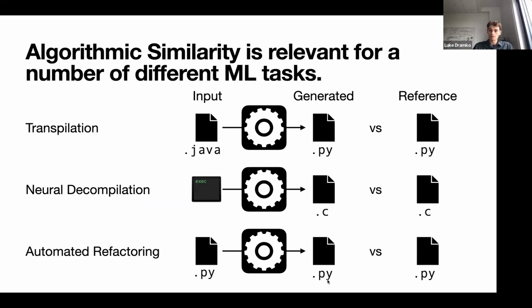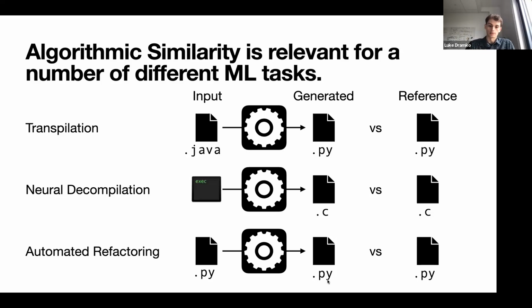So algorithmic similarity, why do we care about this? Well, it is relevant for a number of different machine learning tasks. So transpilation, where you take one programming language and translate it into another one. You'd expect it to be the same algorithm, just in a different programming language.